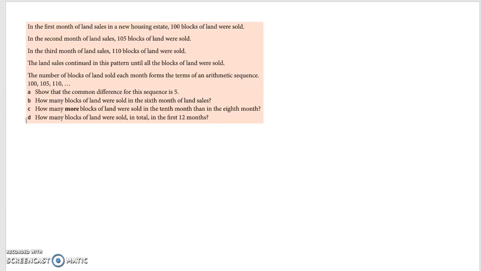This is the solution for exercise 5.1, 5.2, question 17. We are told here that there are blocks of land which are being sold in the first, the second, and the third month, and we are also told that it forms an arithmetic sequence. So this is a big clue that's already been given to us and will help us to solve this question. So let's try part A.